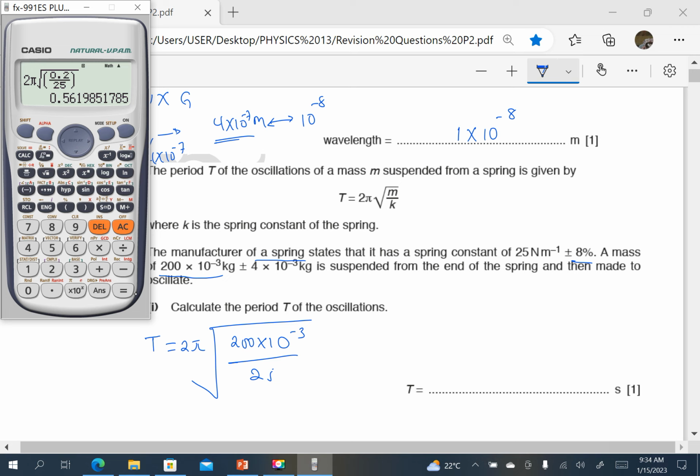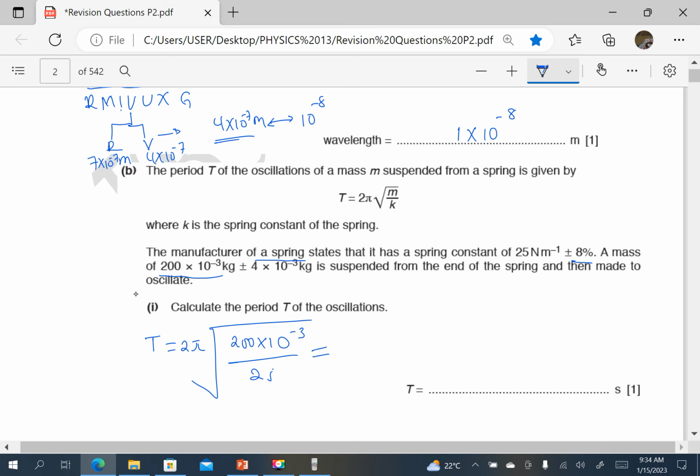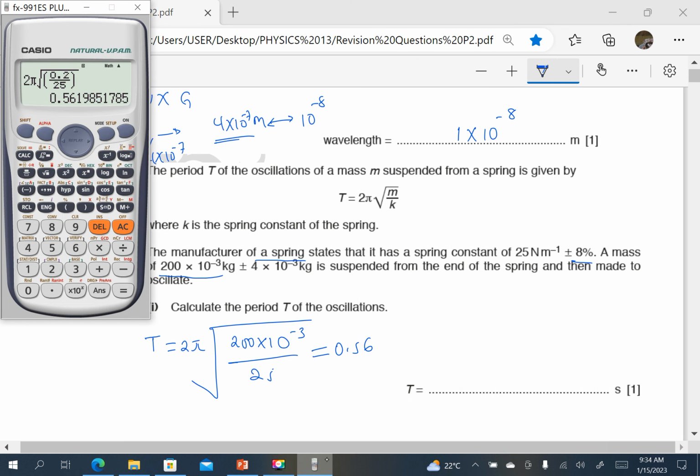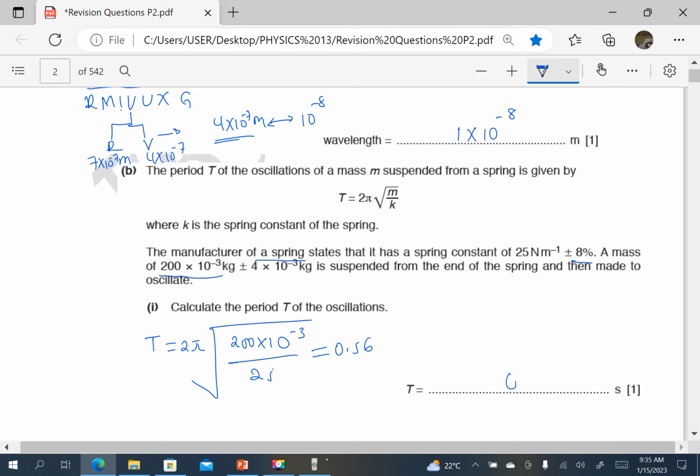So this gives me my answer. You can see the answer on my screen. So this is actually going to be 0.56, as you can see it here. So to two significant figures it is 0.56. So the period here is 0.56.